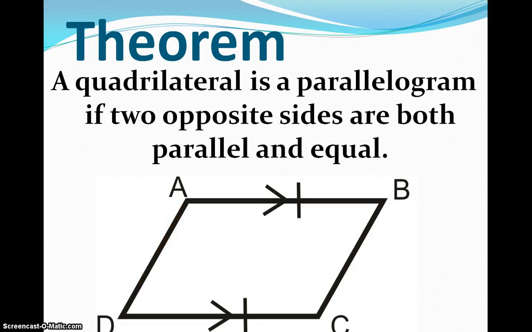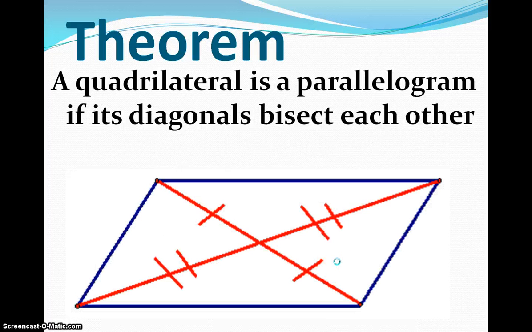The second one is a quadrilateral is a parallelogram if two opposite sides are both parallel and equal. Coming off of the same exact stuff as before, if I have one set of parallel sides, AB is parallel to DC, and I know that AB is equal to DC, then I'd be able to prove that the other set of sides would be parallel as well. A quadrilateral is a parallelogram if its diagonals bisect each other.